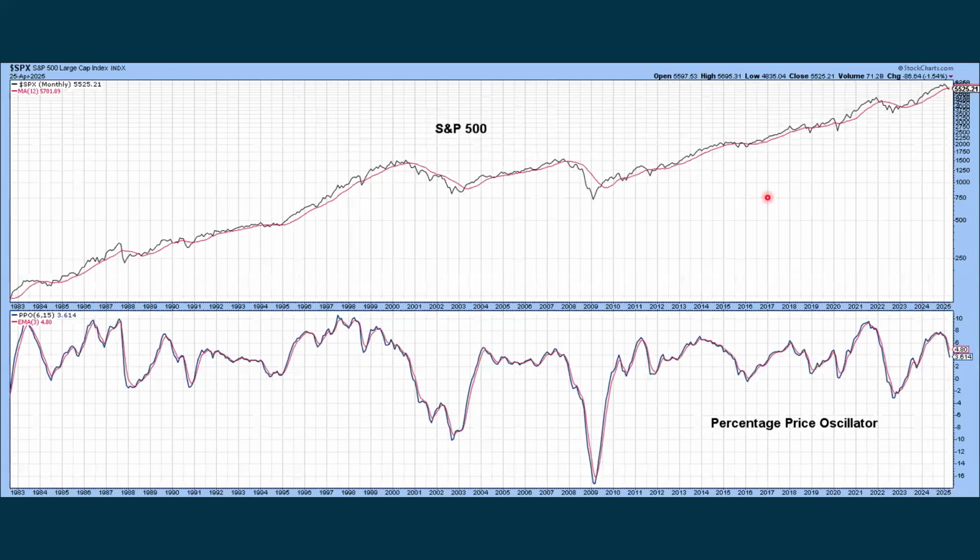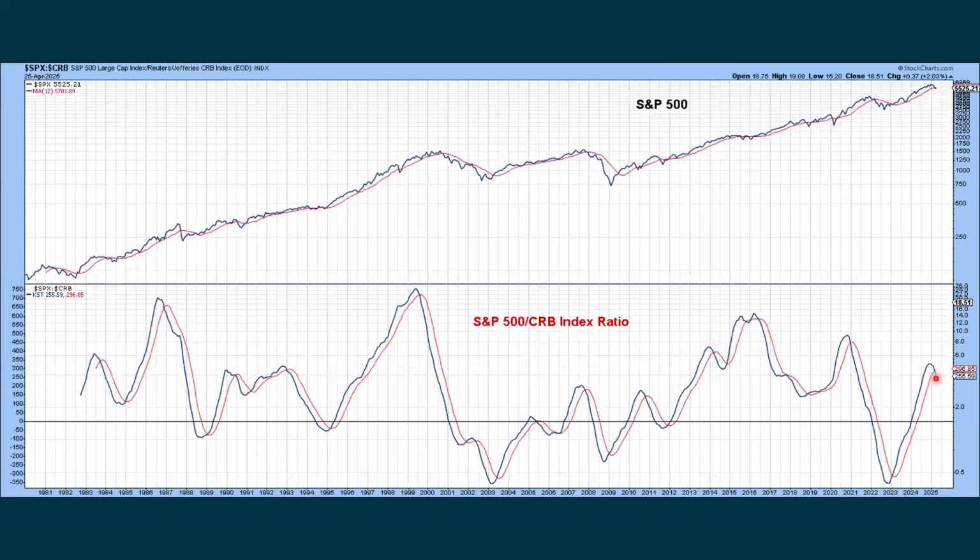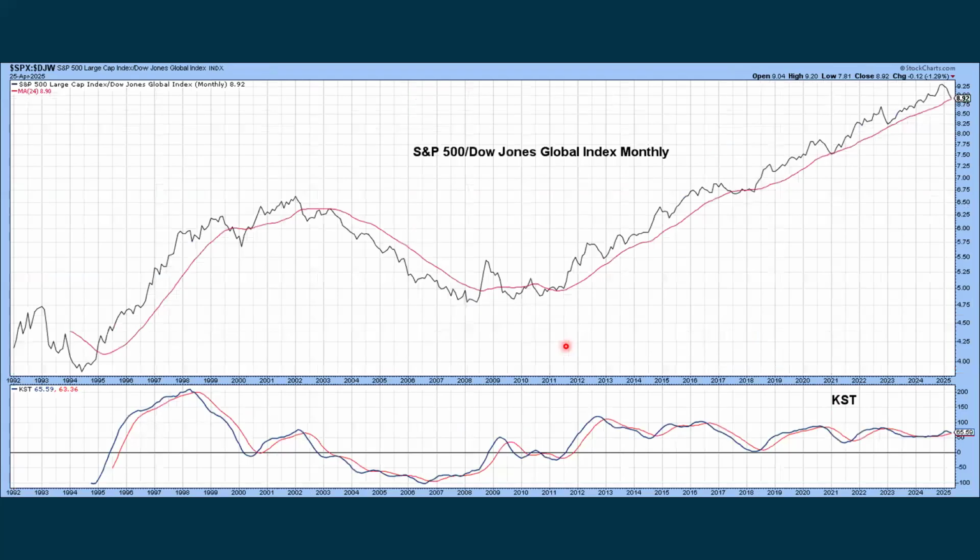And we look at the S&P, again, a monthly chart here, starting to fall below its 12-month moving average. And we're also in a downtrend with the percentage price oscillator, a momentum oscillator. And then we look at the S&P on top, which has been showing some weakness on the monthly chart. And now we're seeing a longer term breakdown when we look at the ratio between the S&P stocks and commodities, the CRB index. Then we look at another global index coming down, but still hanging out above this red line. But the KST is starting to show some weakness. But this is another very long-term chart.